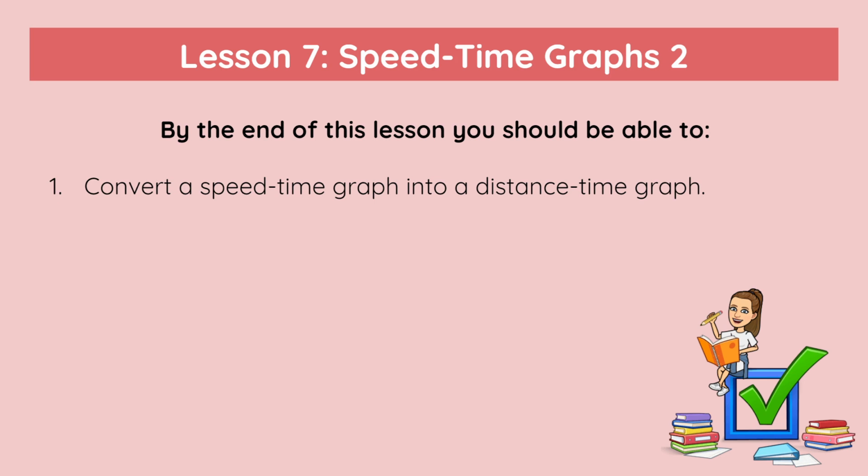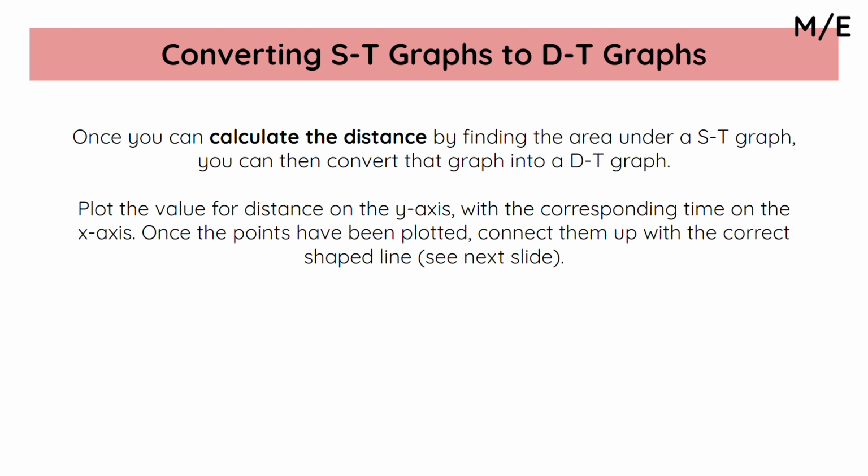So today we're going to learn how to convert a speed time graph into a distance time graph. We learned yesterday how to calculate distance by finding the area under the speed time graph. And then once we know distance, we can pretty easily convert that graph into a distance time graph. So the times along the bottom stay the same. And then once you've calculated the distance for each section, you can put the distance on the y-axis. And then once you have plotted the end points of all of those sections, you can connect them up.